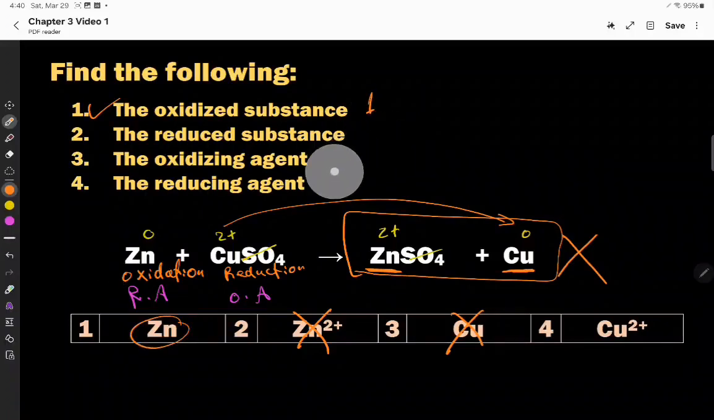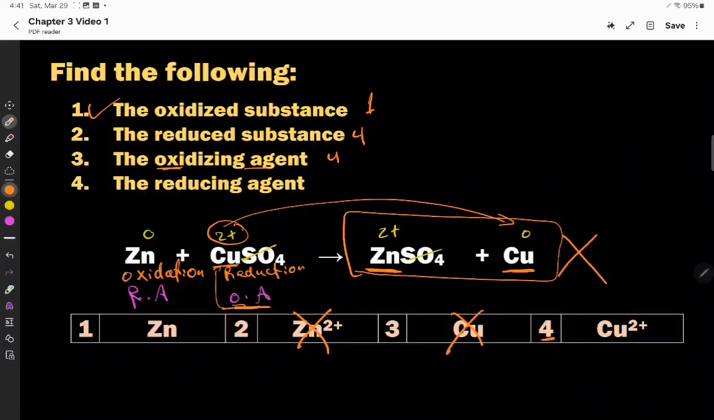So the answer will be number 1. It tells us now here the reduced substance. The reduced substance will be number 4. If we look at copper from positive to 0, it is reduced, so the reduced substance is number 4. But if it tells you what is the oxidizing agent, we determine it down here. It is the copper also, so this will be number 4 as well.